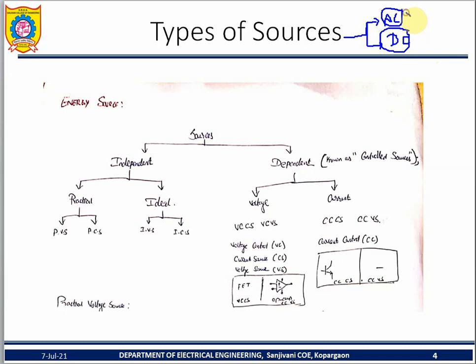AC is provided by the electricity board, the State Electricity Board, the Maharashtra State Electricity Board. It provides the AC power supply. How do we generate the AC power supply? With the help of an AC generator.